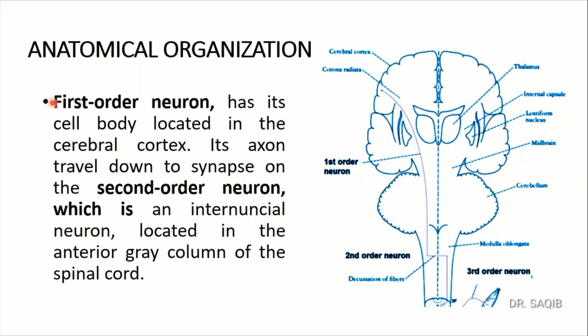The first order neuron has its cell body located in the cerebral cortex, right? This is the first order neuron, and its cell body is located in the cerebral cortex. Its axon travels down to synapse on the second order neuron, which is an internuncial neuron. So this neuron is coming down and going into the second order neuron, which is the internuncial neuron located in the anterior gray column of the spinal cord.